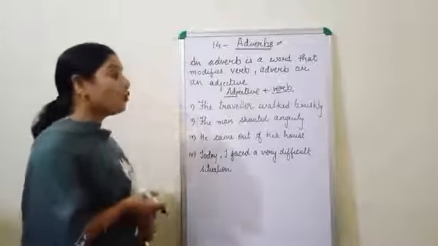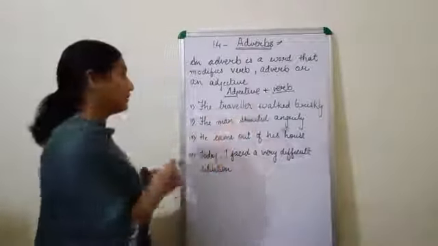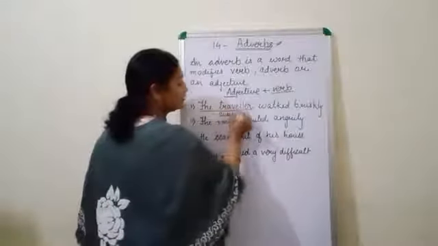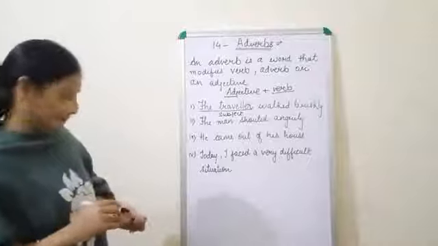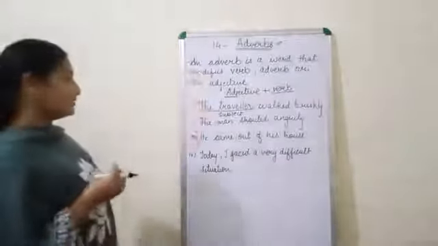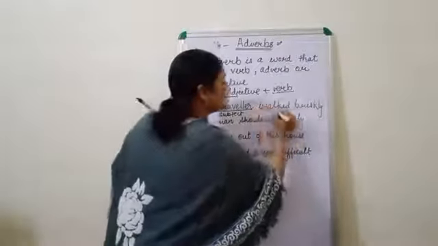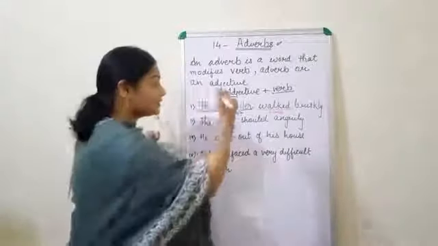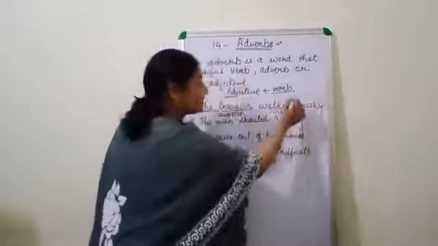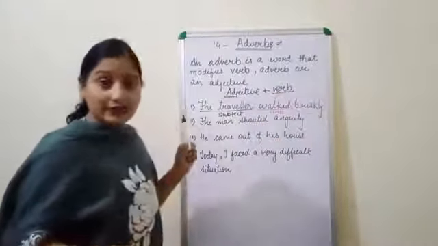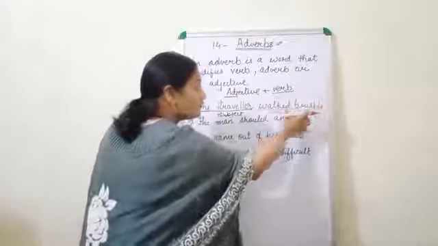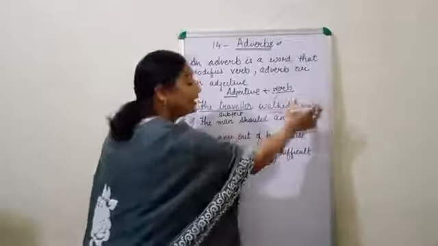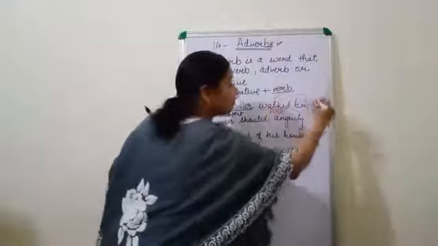The traveler walked briskly. So here, just see what are the parts given to us. The traveler, this will be your subject. After this, walked, this will be your verb. And how did the traveler walk? Is there any word which is giving you some information about his walking? Yes, and the word is briskly. So this word is giving us information about the traveler's walking, and that's why a word which modifies your verb is called an adverb. So in this case, briskly will be your adverb.